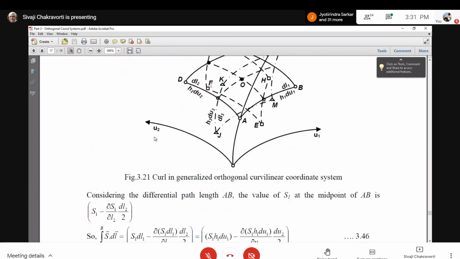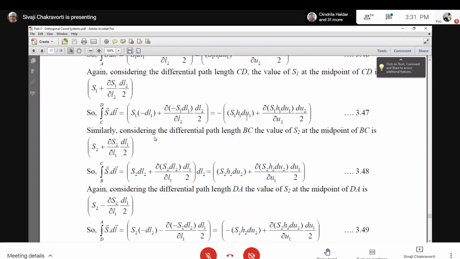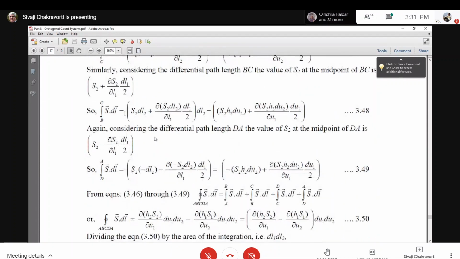Now this dl is equal to dl2, but it is from D to A, which is the decreasing direction of U2, so it becomes minus dl2. So you can see here, S2 is multiplied by minus dl2. So you get equation 3.49.